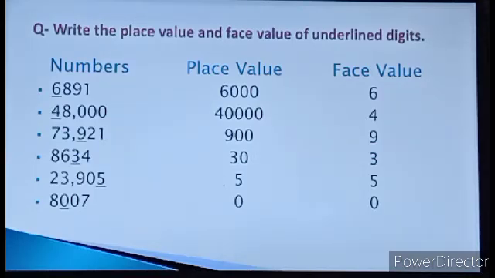So tens, 3 multiply 10. The place value of the 3 is 30. And the face value is the same number, 3. Okay, next example.